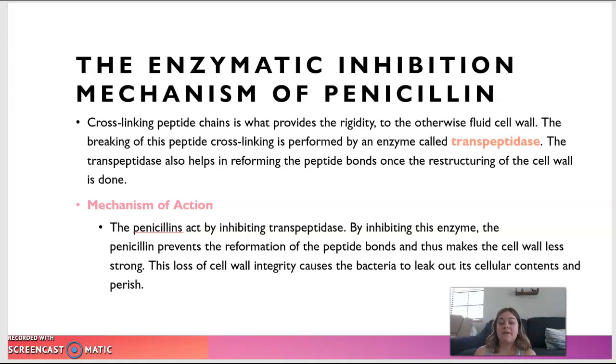And the mechanism of action that we're seeing from penicillin that's really attacking that is that penicillin acts by inhibiting transpeptidase. So it's inhibiting that enzyme. So by inhibiting that, the penicillin prevents the reformation of the peptide bonds. Thus it makes the cell wall less strong, right? Without it being strong, then the integrity is lost, causing the bacteria to really leak out its cellular contents and perish. So it can leak out its cellular contents because the cell wall becomes very fluid, or what you'll see is water rushing into the cell of the bacteria and it bursting.